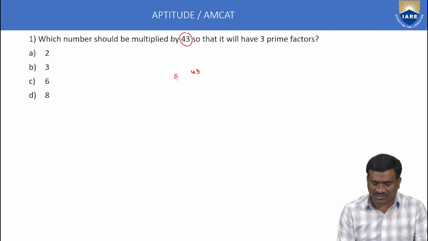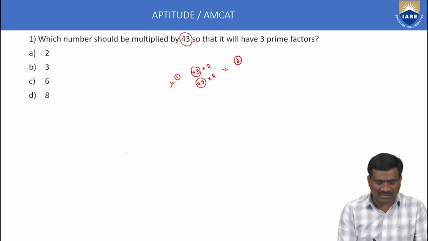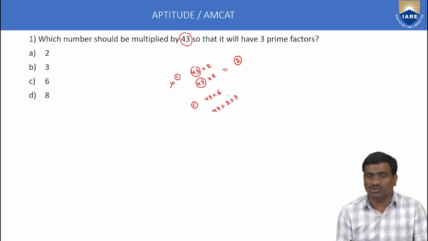Suppose option A, 43 into 2. 43 is a prime number and 2 is a prime number. Total factors only 2. We want 3, so A is not correct. Similarly, if we consider option B, again the total number of prime factors is only 2. Again that is not correct. If we consider option C, 43 into 6, 6 converts into prime factors 2 into 3. The total prime factors is equal to 3. This is the exact answer of the given example.